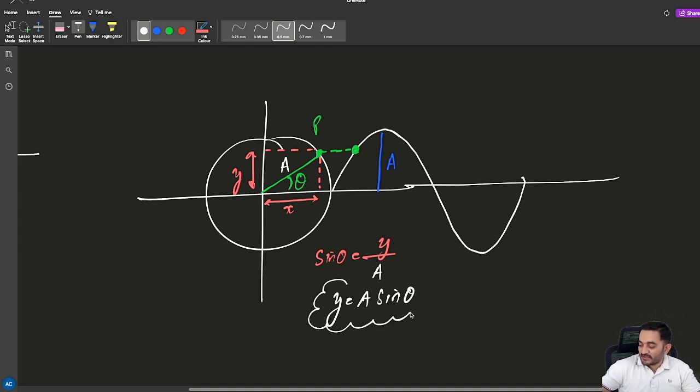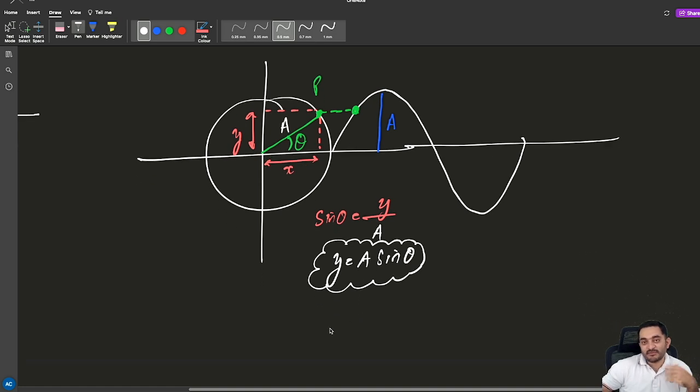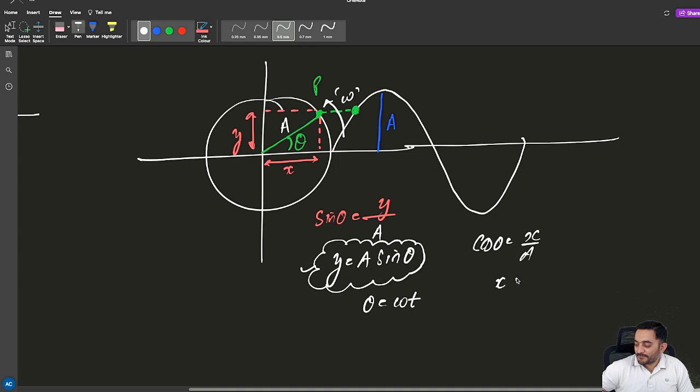So y is a position on the y-axis, A is your maximum displacement, or amplitude, and sine theta. Make sure the particle is moving with some certain speed, omega, so the value of theta can also be written as omega t. I'm writing in terms of y, but even if somebody wanted to write in terms of x, you can write that cos theta is equal to adjacent over hypotenuse, and x is equal to A cos theta. That is also perfectly fine.